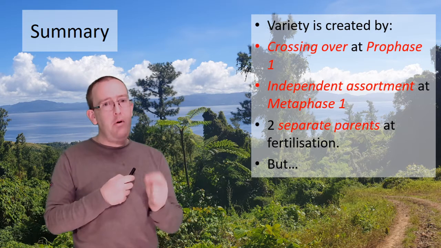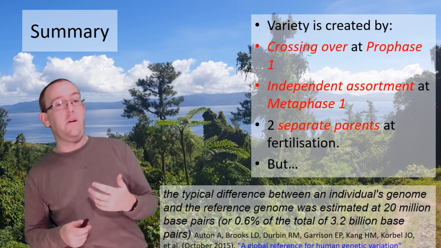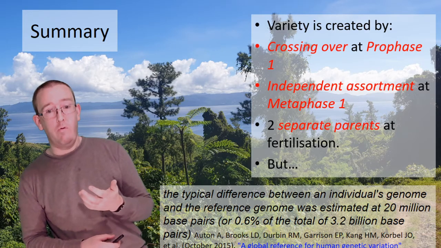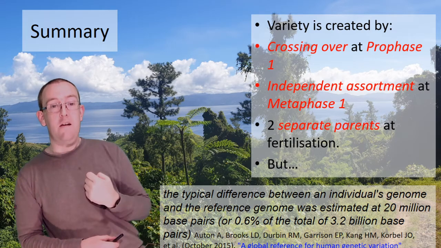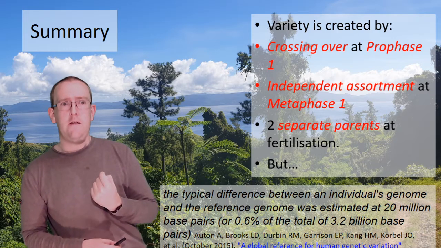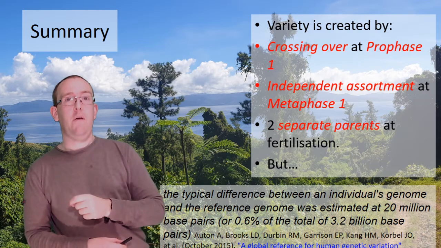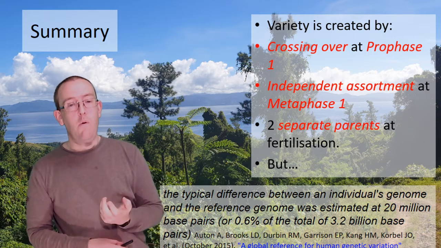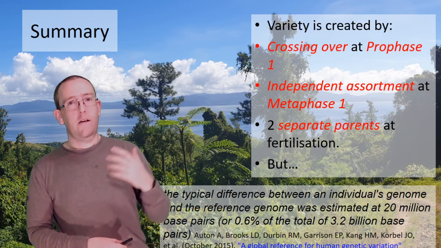However, when you put these differences in context, I mean, we've all got arms, we've all got legs, and the liver and our cells work in the same way. So this is a quote here from an article in Nature called A Global Reference for Human Genetic Variation, which says the typical difference between an individual's genome and the reference genome was estimated at 20 million base pairs. Sounds like a lot of base pairs, but actually when you compare that to 3.2 billion base pairs, that's our full genome, that's only 0.6% of the total. So you are actually 99.4-ish% the same as the person next to you.